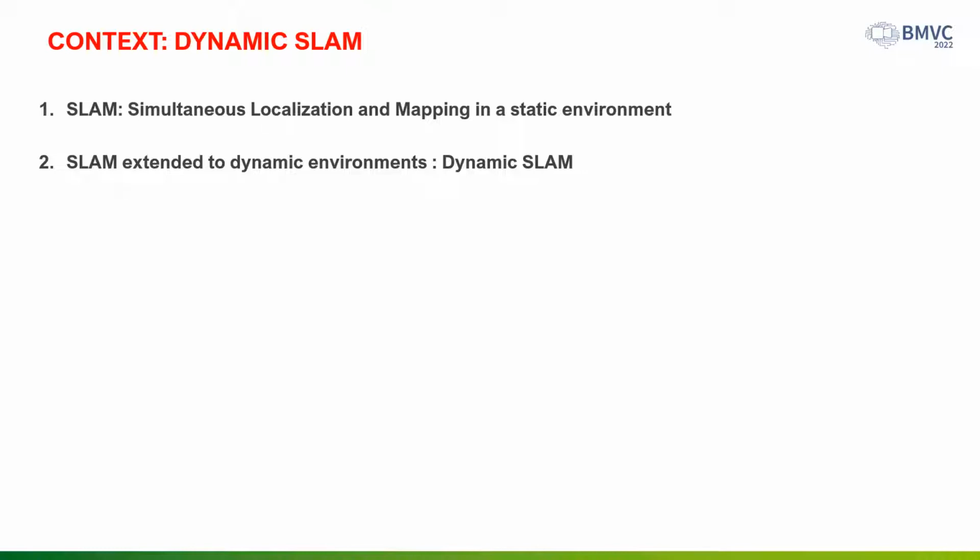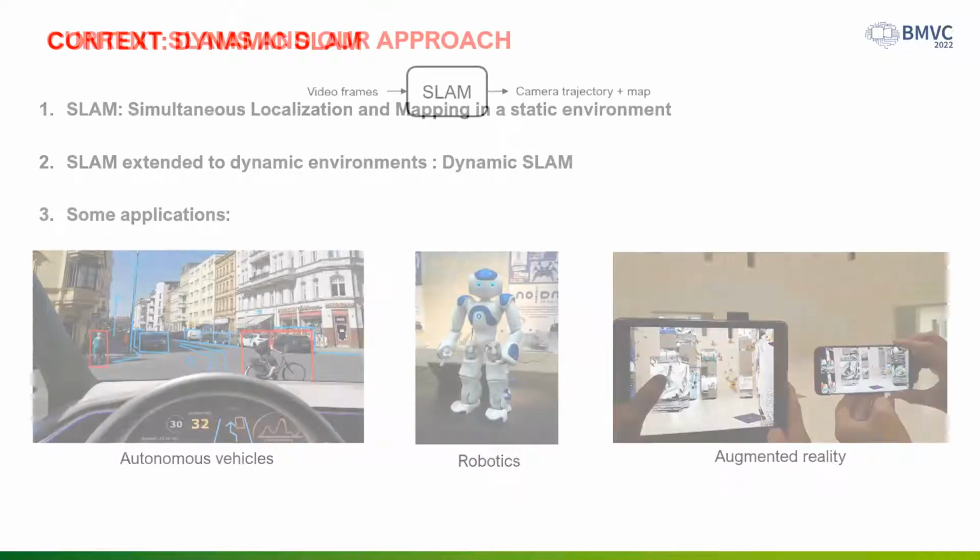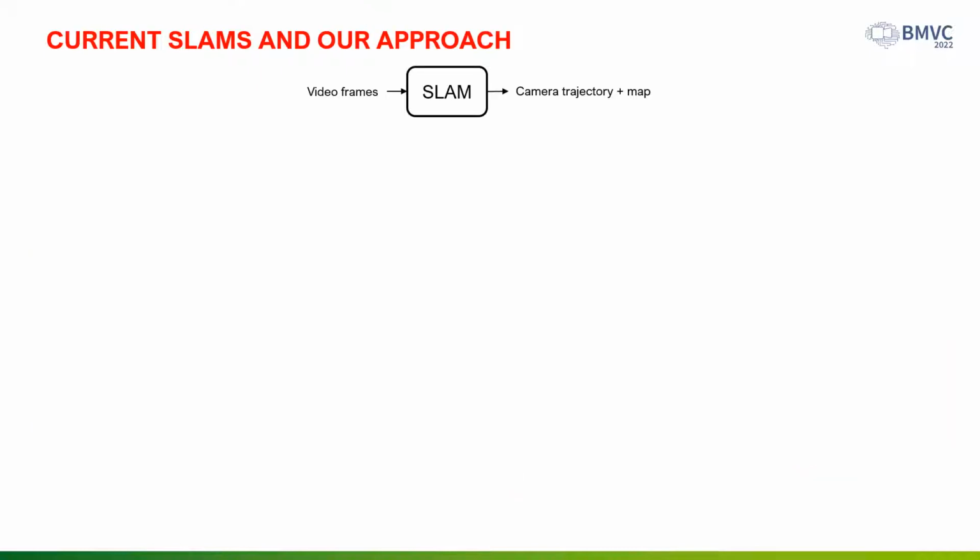SLAM meaning simultaneous localization and mapping in a static environment. Of course, the real world is not static, it is dynamic, which is why SLAM has been extended to dynamic environments and is known as dynamic SLAM. Dynamic SLAM has many applications and some include autonomous vehicles, robotics, augmented reality. The general principle of a SLAM is to take as input video frames and output a camera trajectory and a map.